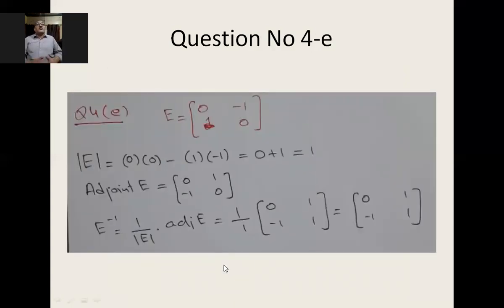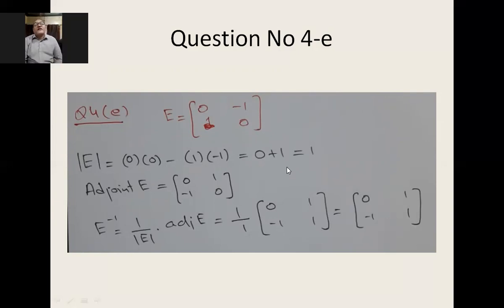Okay, now question number 4 and its E part is showing up on your screen. The E part is 0, minus 1, 1, and 0. So first of all, I will find the E determinant. I will multiply these two members with each other, and then minus, that's the minus in the formula. Then I will multiply these two members with each other. So you will have 0 into 0 minus 1 into minus 1. So you will have 0 plus 1, and that will be 1. So the determinant of this matrix is 1.